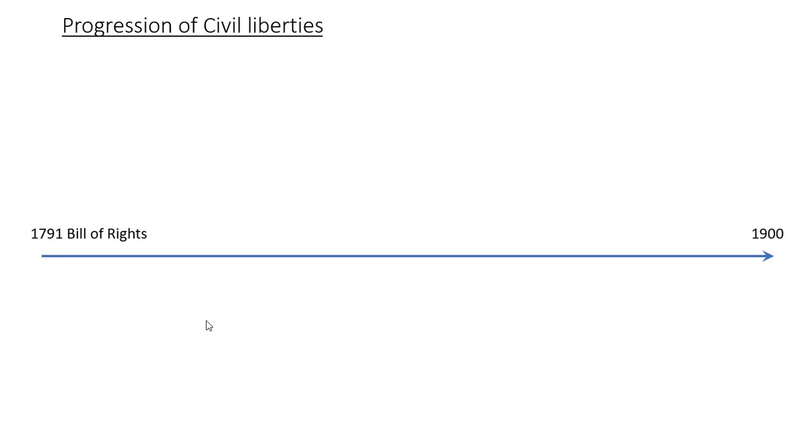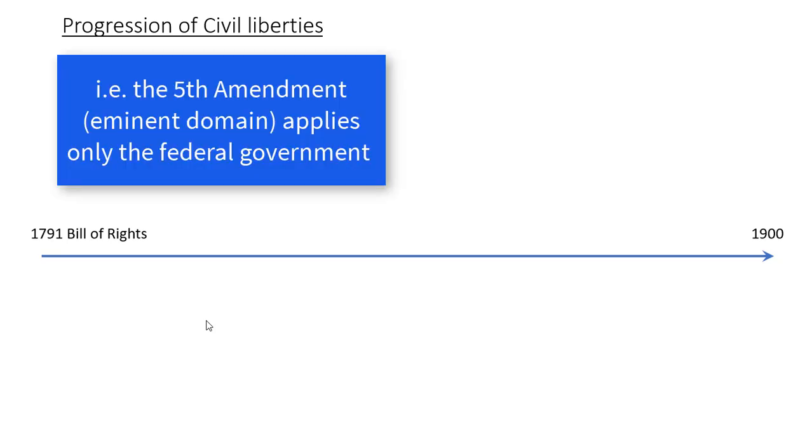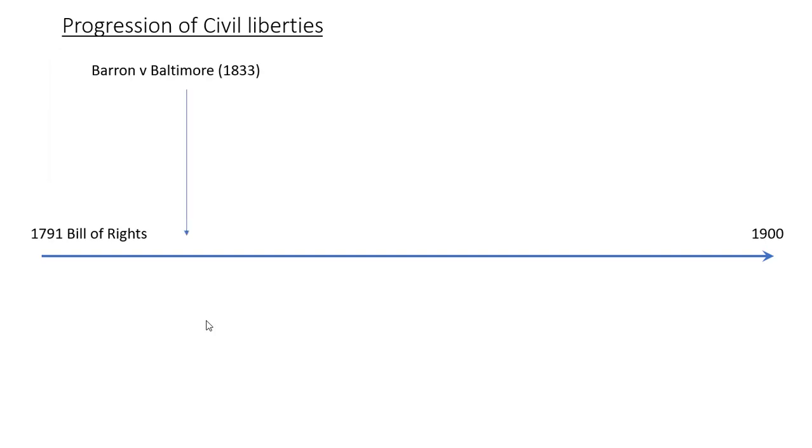And here's the interesting twist. The Supreme Court ruled in favor of Baltimore and said, sorry, Mr. Barron, the Fifth Amendment of the U.S. Constitution only protects you from the federal government taking your wharf. It doesn't protect you from the state taking your wharf.